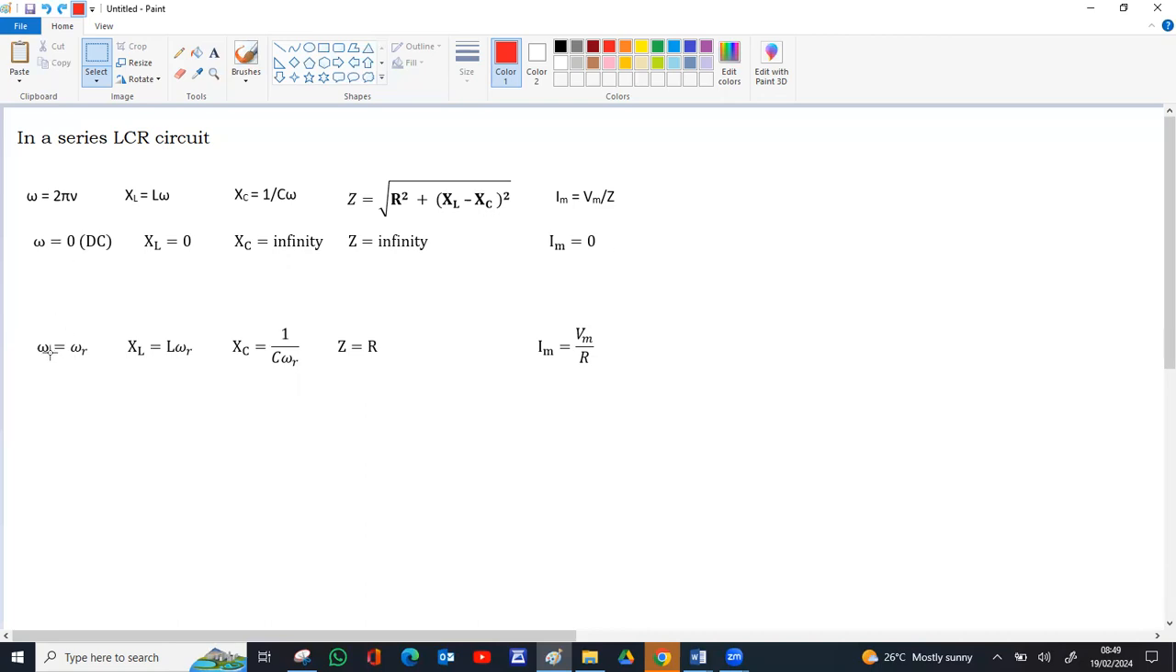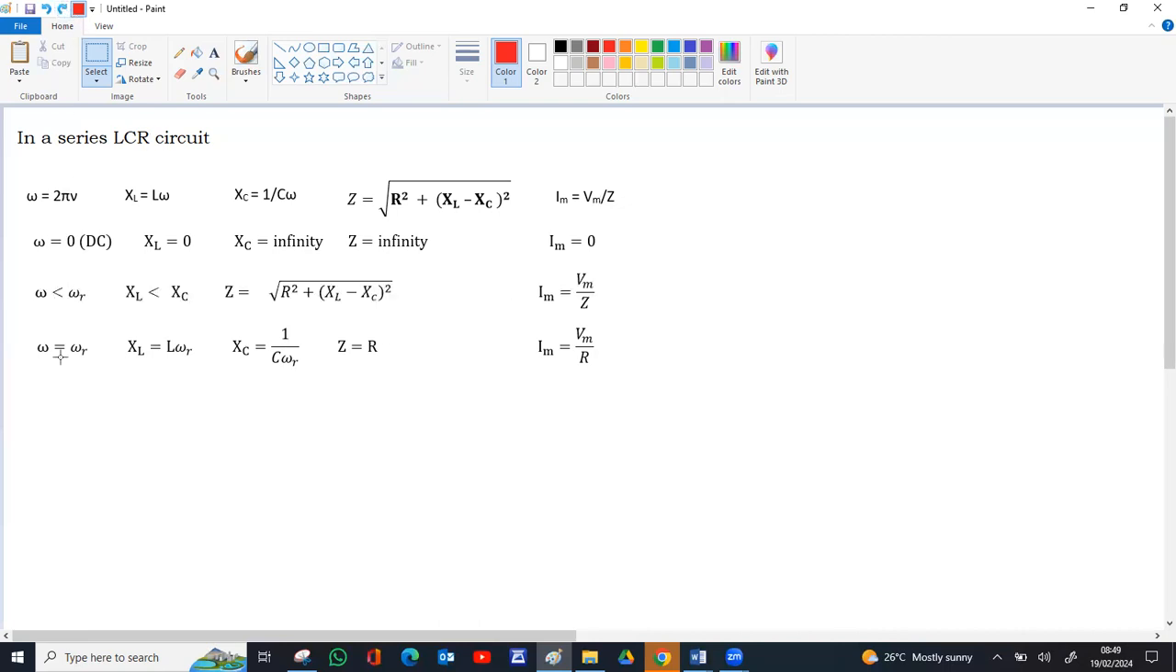Now consider any frequency less than this, omega less than omega R. Omega equal to omega R is XL equal to XC. Then for omega less than omega R, XL being proportional to omega, it will be less than XC. XL is less than XC. So there will be an impedance which has a resistance and reactance term. This part will not be 0 because XL is less than XC. So the current will be just Vm by Z.